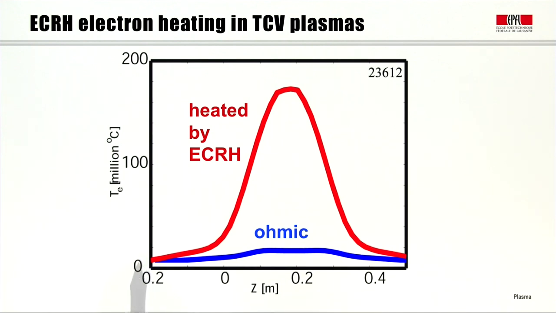And how does the plasma respond? I would like to show just one very simple example. This is the profile of the electron temperature expressed in millions of degrees. In the ohmic situation, that is the plasma which is only heated by the electrical current flowing in it, we have a fairly low and even fairly flat temperature profile. If we inject these waves at the second harmonic of the X mode, then we have a very peaked and very high profile, reaching values of about 150 million degrees.